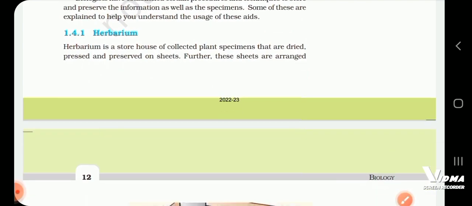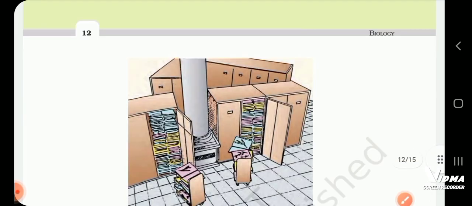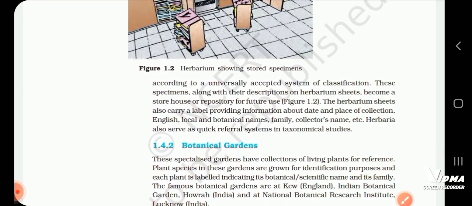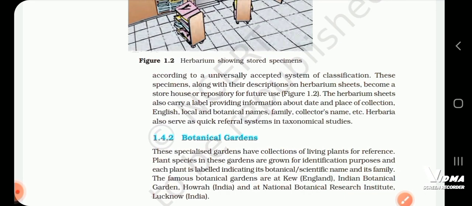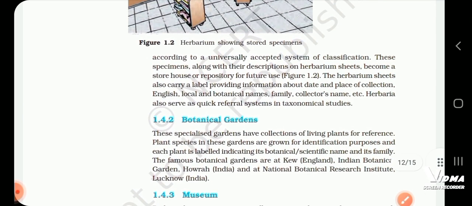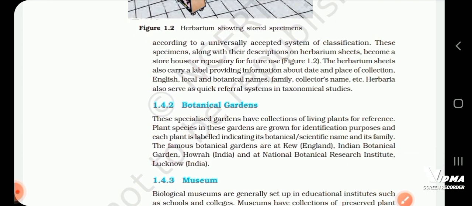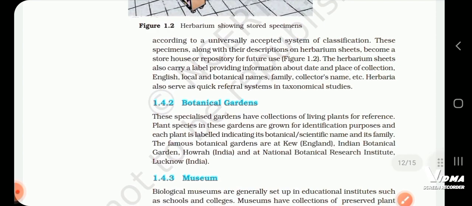Herbarium. A herbarium is a storehouse or collection of plant specimens that are dried, pressed and placed on sheets. Further, these sheets are arranged according to the universally accepted system of classification. These specimens, along with their descriptions on herbarium sheets, become a storehouse or repository for further use. The herbarium sheets also carry a label providing information about dates and place of collection, English, local and botanical names, family, collectors' names, etc. Herbaria also serve as a quick referral system in taxonomic studies.